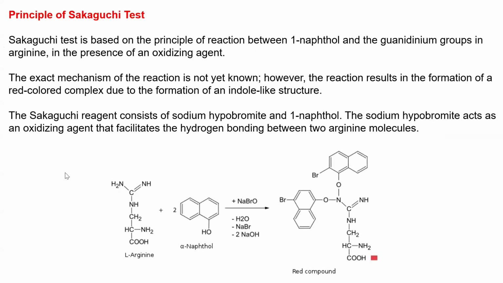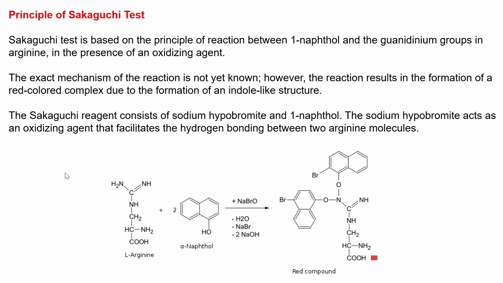So what are the principles of Sakaguchi's test? The principle of Sakaguchi's test is based on the reaction between alpha naphthol or 1-naphthol and the guanidinium group in arginine in the presence of an oxidizing agent, and the exact mechanism of the reaction is not yet known. However, the reaction results in the formation of a red-colored complex with the formation of an indole-like structure.